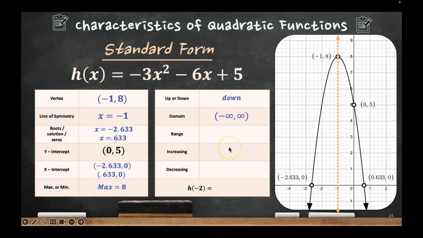Your range is how high and low the graph goes. So if it's facing down, it goes down to forever. So it's a -infinity. But then it goes all the way up to your maximum of 8.